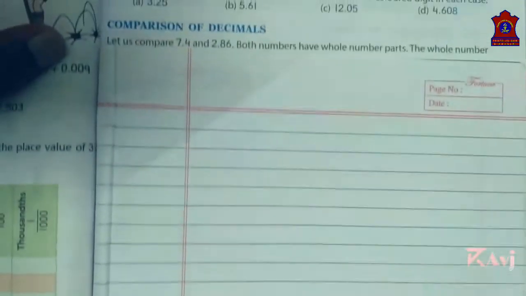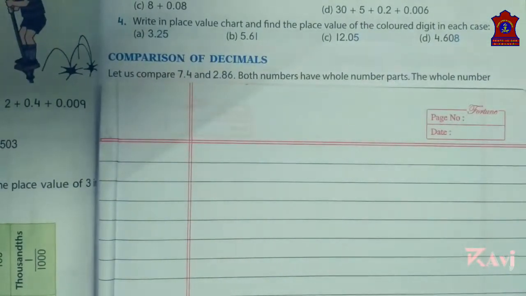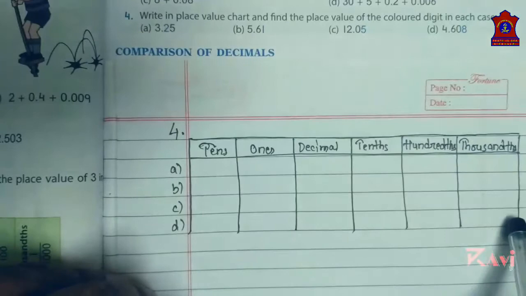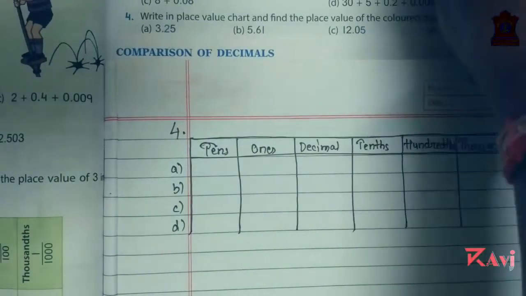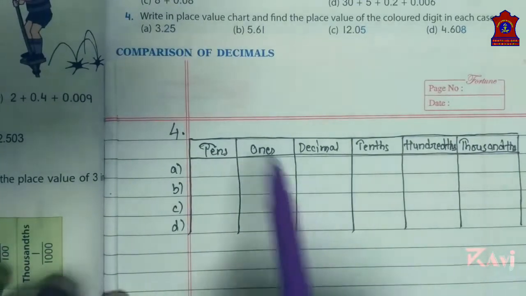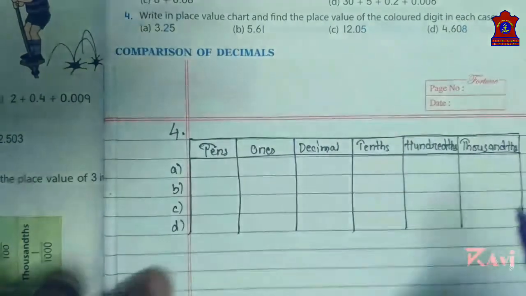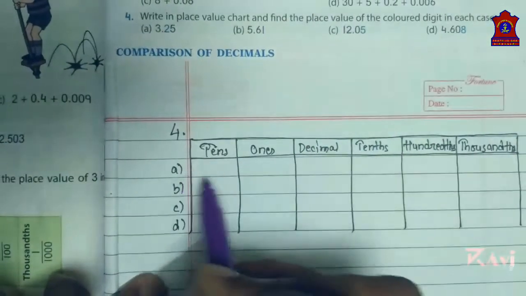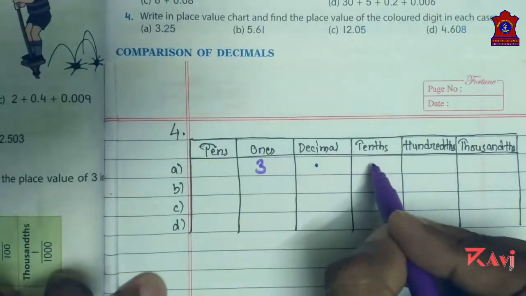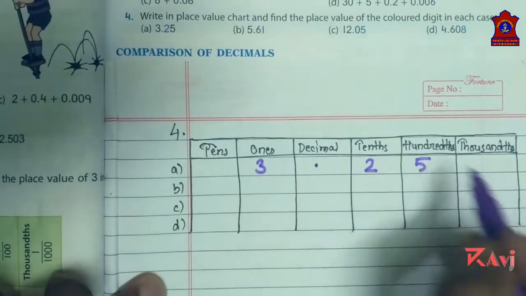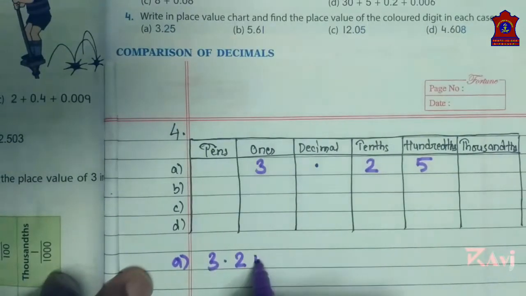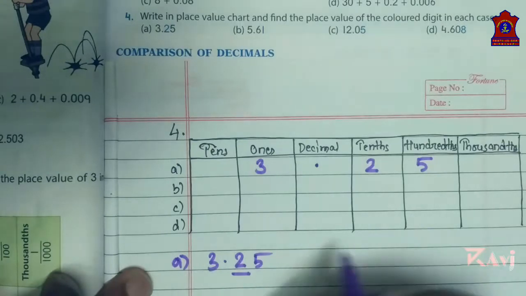Now look at question number 4. Here in question number 4, I have already made a place value chart, and we will arrange the given question in the place value chart and write the place value of the colored digit. Okay, so 3.25, question number A. 3 is at 1's place, the point will be decimal, 2 is at 10th, and 5 is at 100th. So what is the place value of this colored digit?